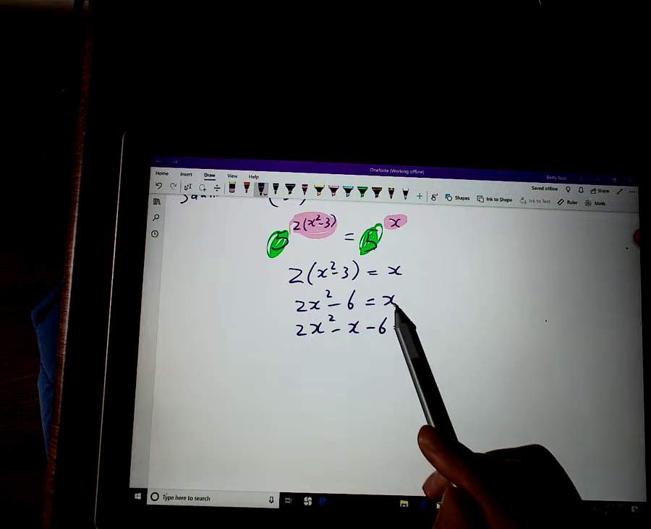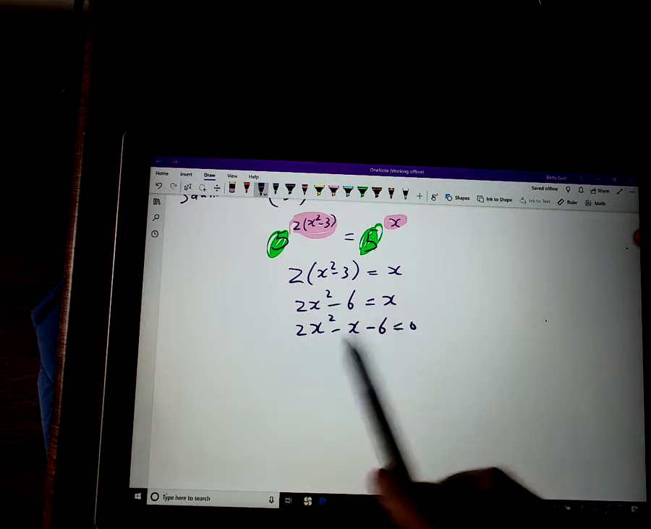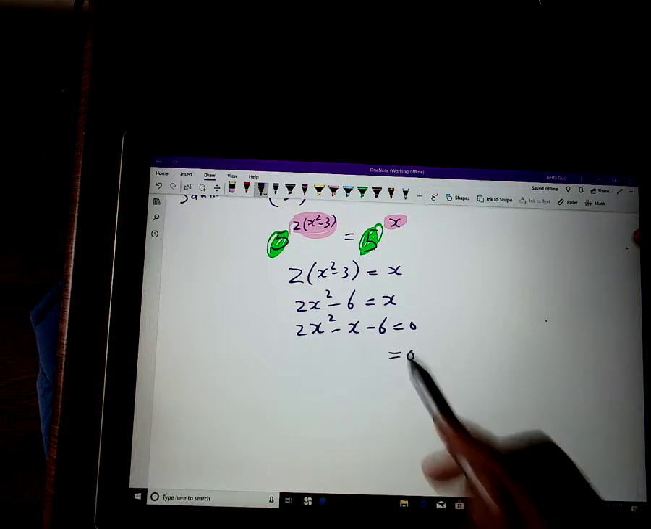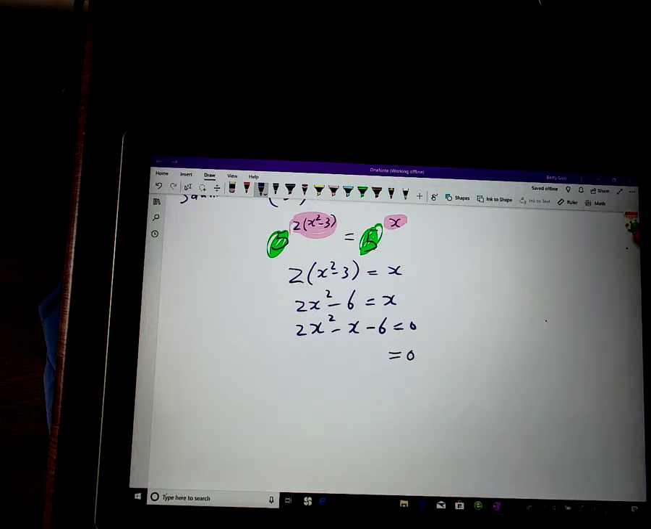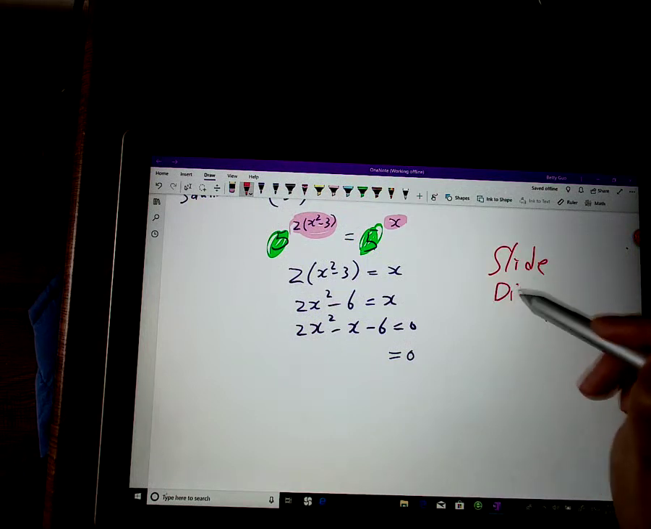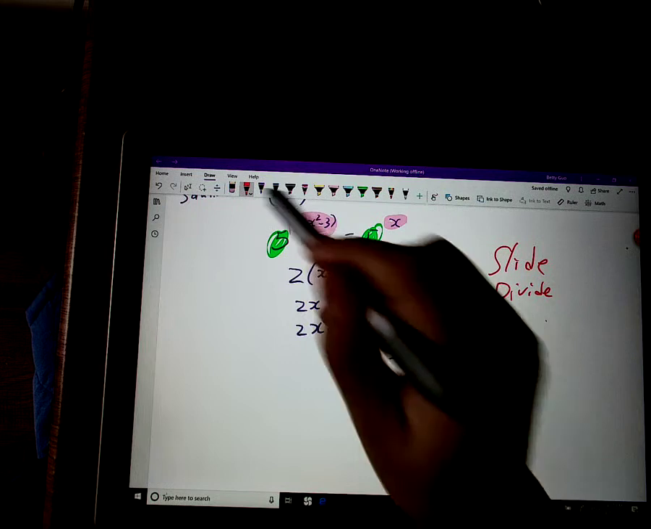And then I move x over. Positive x becomes negative x on the left. So we are looking at a quadratic equation. How do we solve that? Do you remember the slide divide method? Slide divide method. Let's apply this method here.